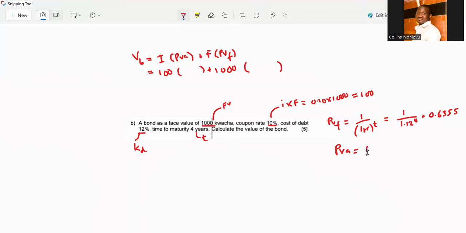So, how do you find the annuity factor? 1 minus 0 point... 1, 2. So, how do we calculate the annuity factor? What answer do we get there?